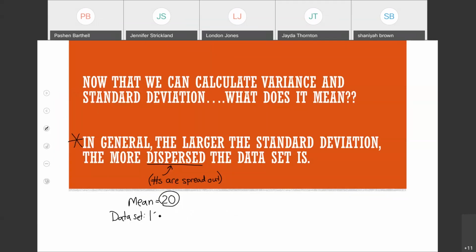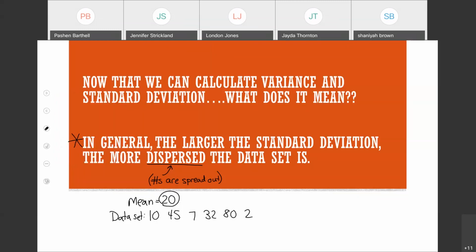Versus, you know, 10, 45, 7, 32, 82. Okay, you still can get a mean of 20 when you add them up. But those numbers are all over the place, right? They're very spread out. They're not close to the mean at all. So that's what we're talking about when we say that the data set is dispersed. We're saying that the data is either grouped around a mean, like it was in the first example, or it's just sort of all over the place, like it is in this example.